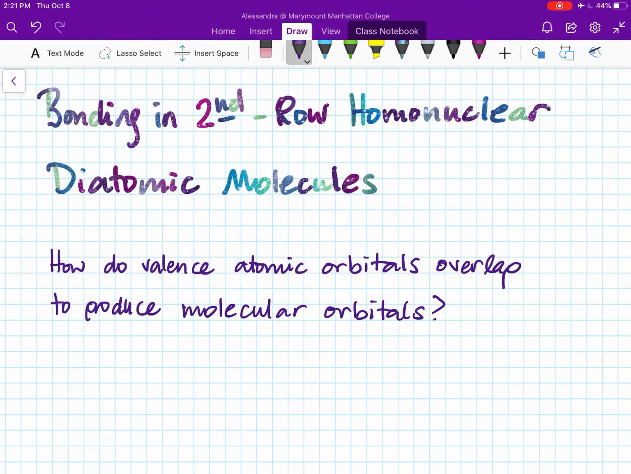So now let's figure out how valence atomic orbitals overlap in space to produce molecular orbitals, particularly for second row homonuclear diatomic molecules. The word homonuclear just means that the diatomic molecules are composed of the same atom. So we're really focusing on the second row of the periodic table here and just the nonmetals in that row. So it's a fairly limited number of molecules that we have to consider going across the second row of the periodic table.